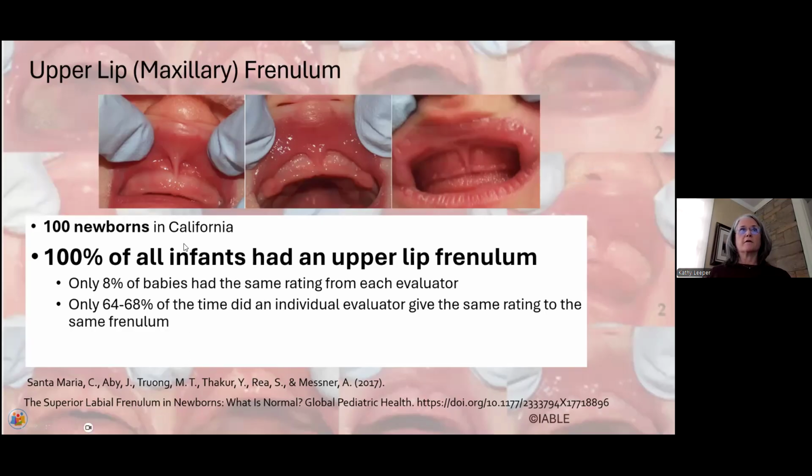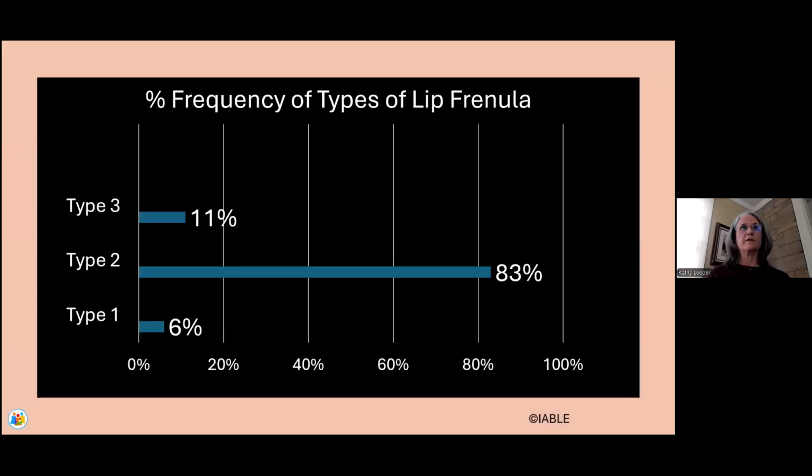The point of this article is they looked at 100 newborns in California, and 100% of them had an identifiable lip frenulum. So pretty much every baby has one. So there is no reason to go lasering them all just because they have one. They also had trouble. The same person would look at the same baby twice and give it a different rating. So it wasn't very accurate.